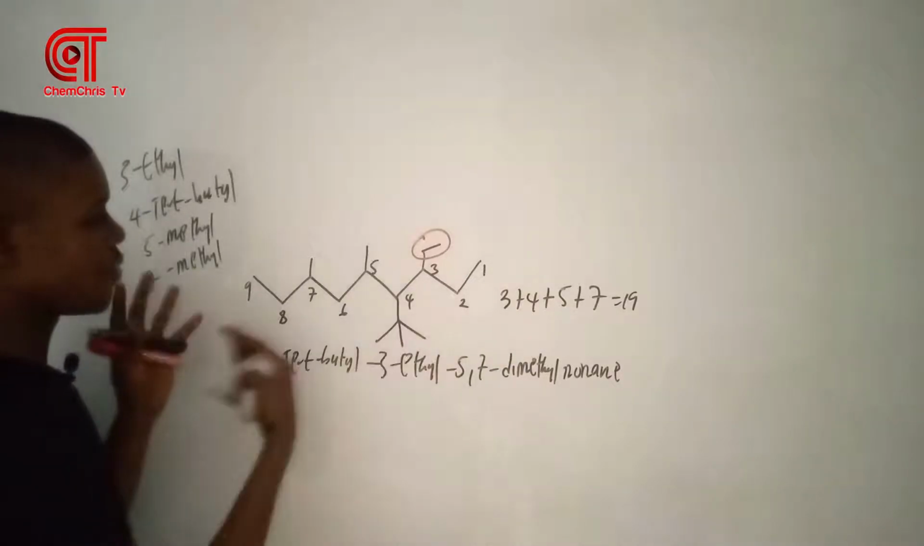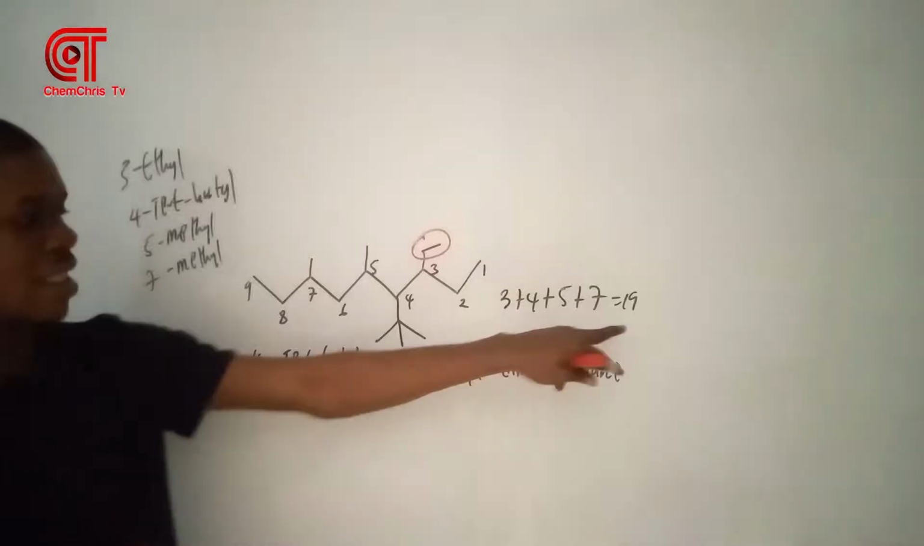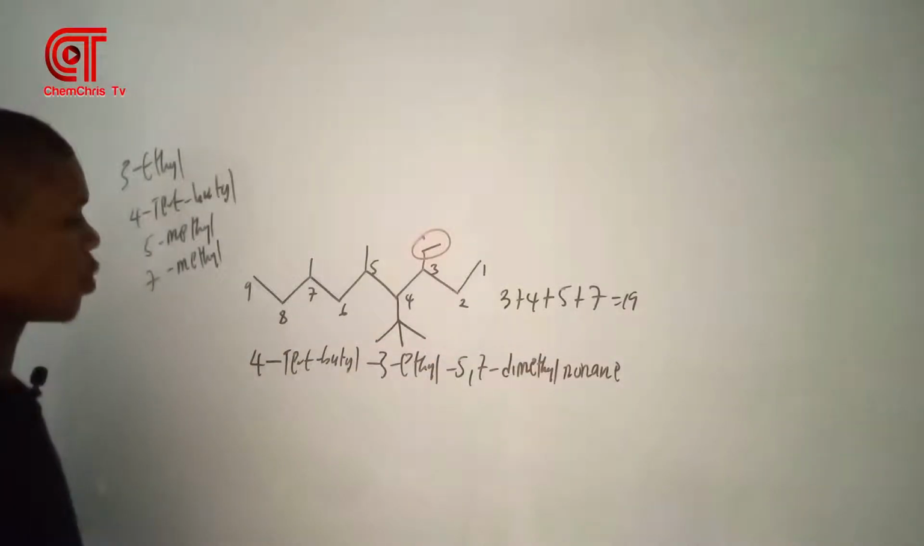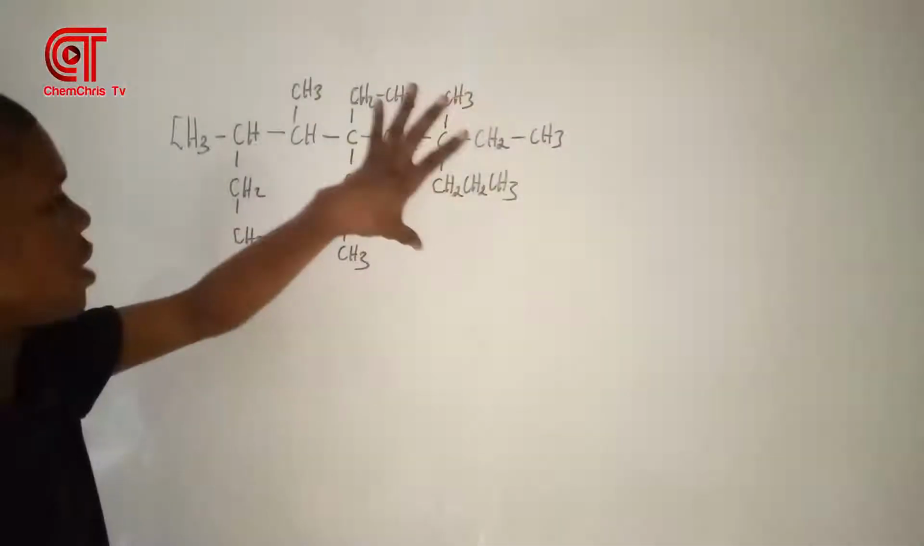So you must try numbering from both sides, sum their positions, and see the one that will give us the lowest possible sum. Now let's look at another one. Let's try to name this compound here.